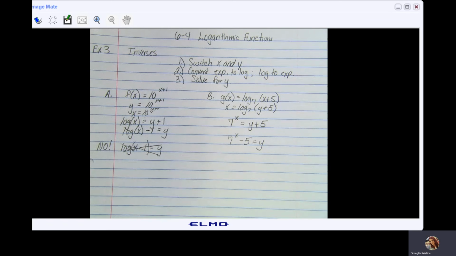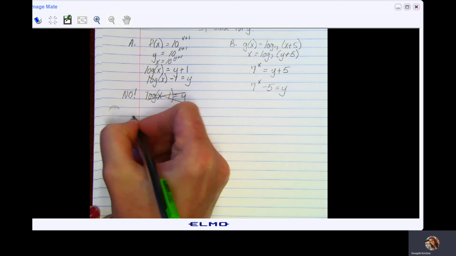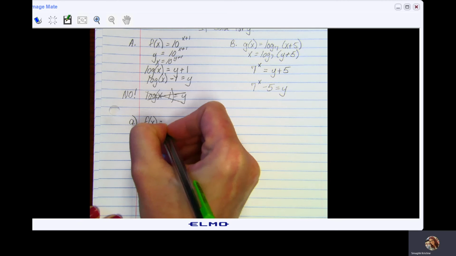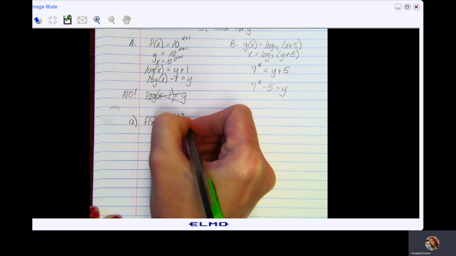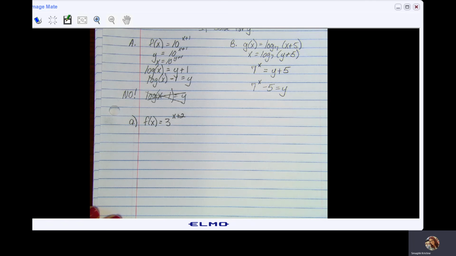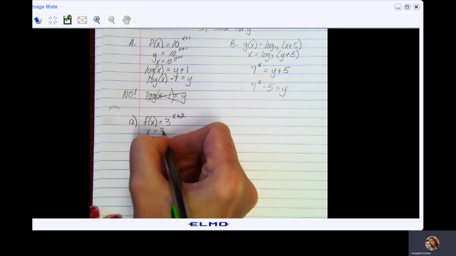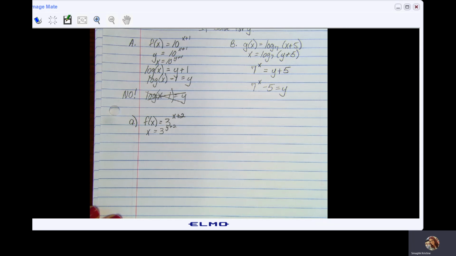Let's do a few more. Here's your try it. So this one, A, let's do f of x equals 3 raised to the power of the quantity x plus 2. So again, let's swap the x and the y. I get x equals 3 raised to the y plus 2. And now let's convert that into logarithmic form.